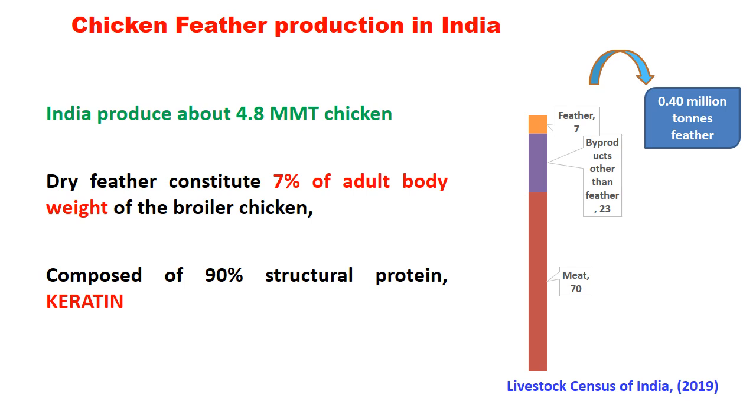So India produces about 4.8 or up to 5 million metric tons of chicken, and from that the feather makes about 7% of the broiler chicken. This feather is composed of 90% structural protein, that is keratin, which is a very complex and special category. This keratin can be hydrolyzed and made into very useful technologies for biomedical use, which we will discuss in detail later. Here we will briefly discuss the use of feather for feather meal or hydrolyzed feather meal and its use.